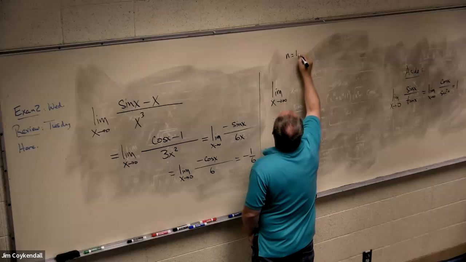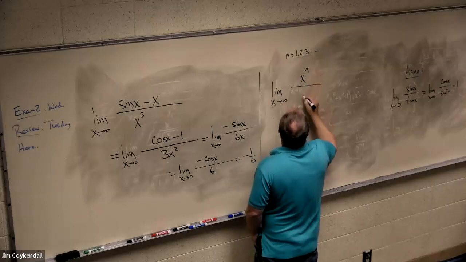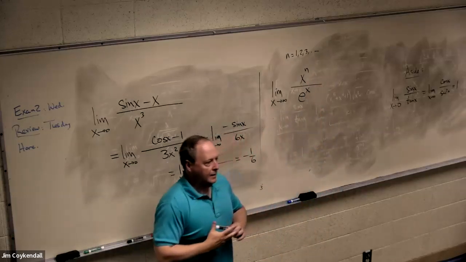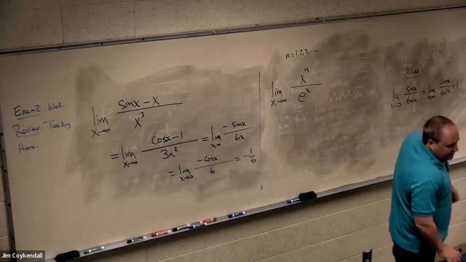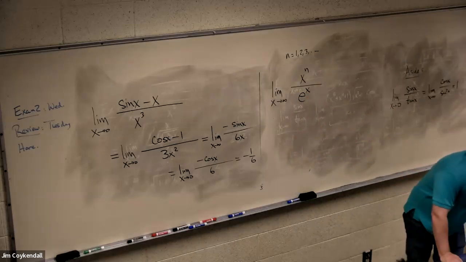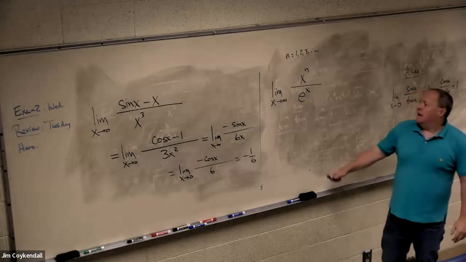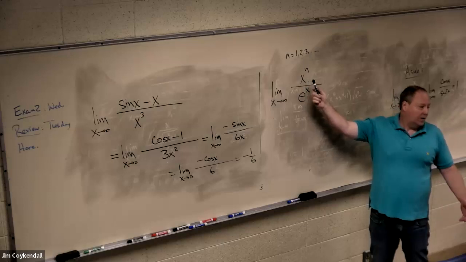So again, take integers n. Take the limit as x goes to infinity of x to the n over b to the x. And look at how quickly this reveals why exponentials are much bigger than polynomials. Now, maybe this is x to the 100th power, which certainly grows very fast. Right, x to the 100th power.